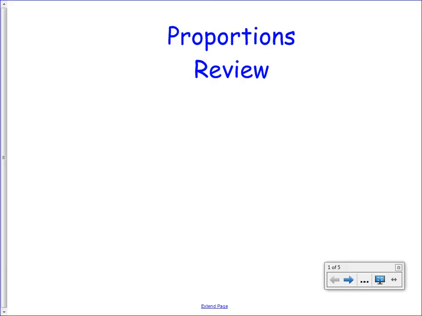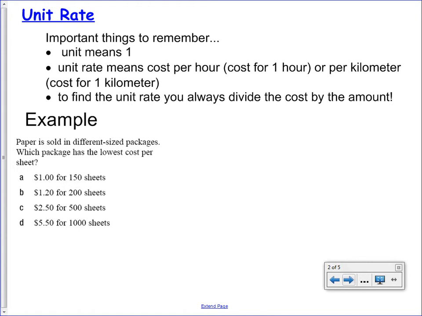So, our proportions review. This is a really big concept, and that's unit rate. And usually EQAO always asks you a unit rate question. Now you have one that you have to use unit rate on. That's an open response question inside your booklet.